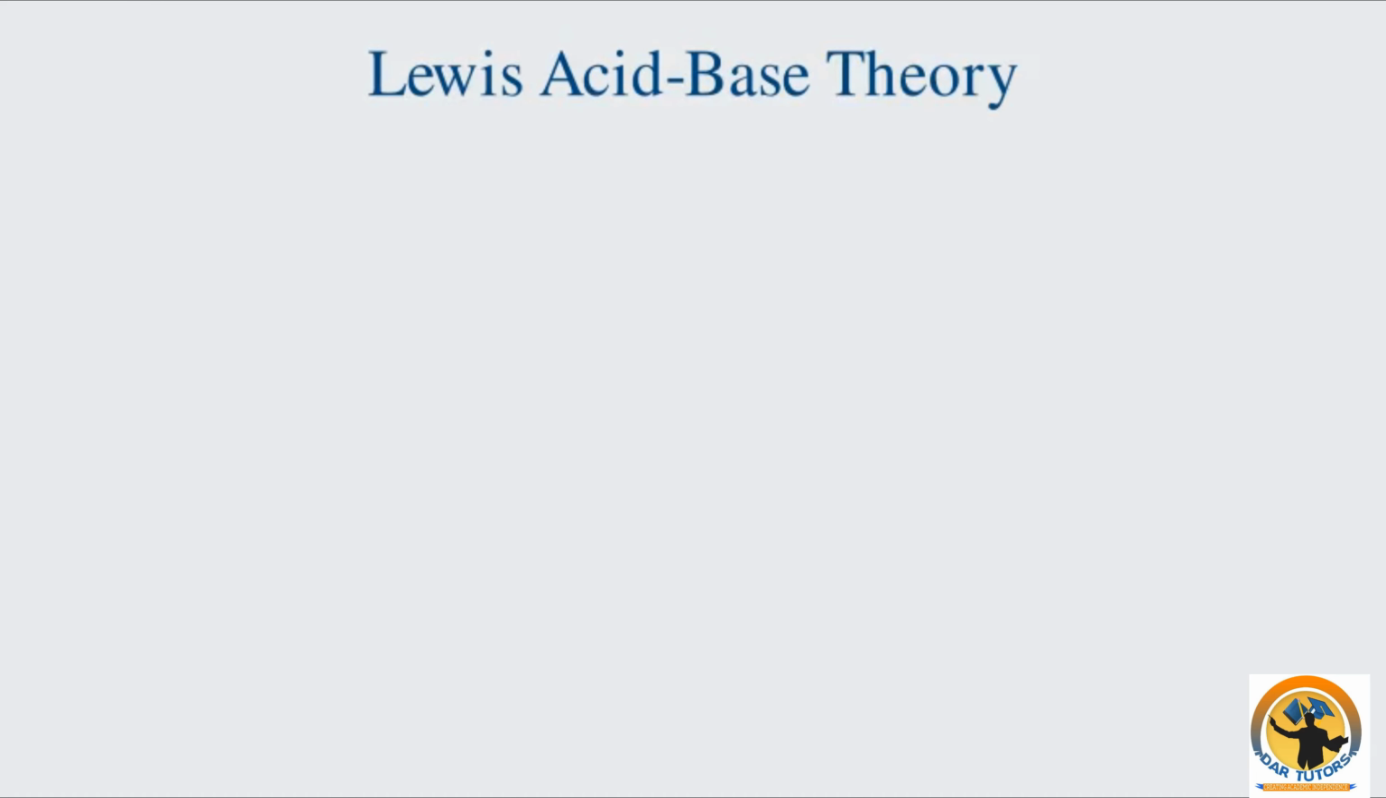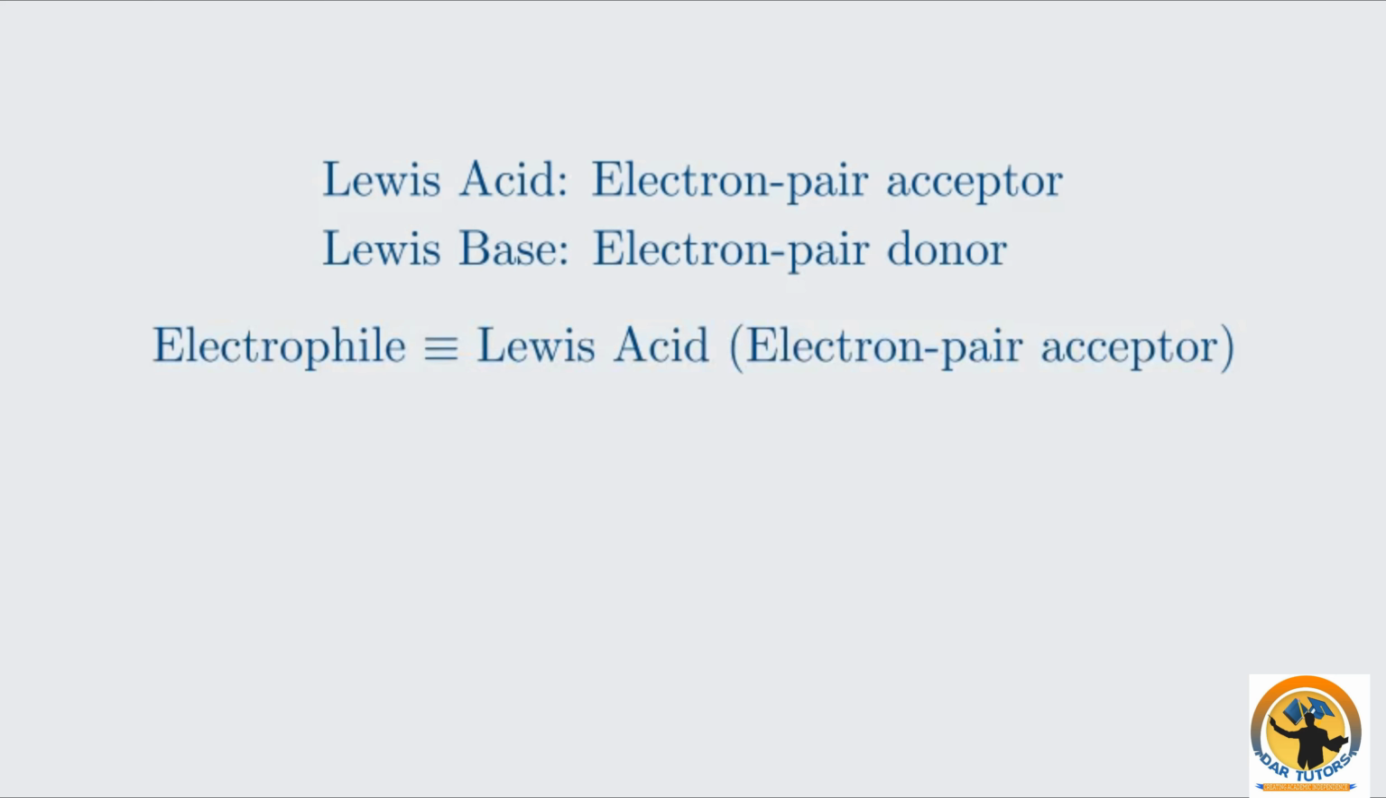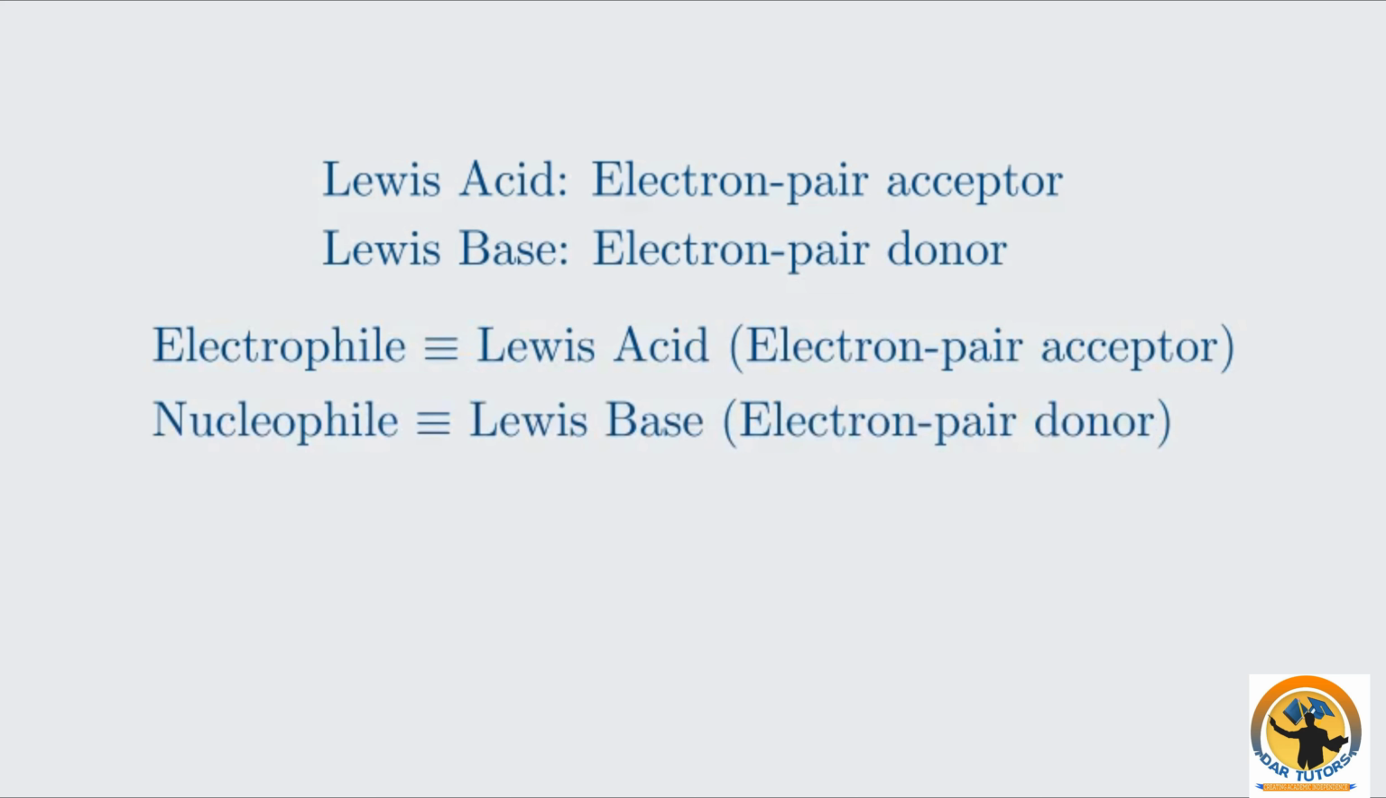Lewis acid-base theory. The Bronsted-Lowry theory defines acids as proton donors and bases as proton acceptors. The Lewis theory provides a broader definition based on electron pairs. Importantly, this definition links directly to nucleophiles and electrophiles as we have discussed. Electrophiles are electron pair acceptors, so they are Lewis acids. Nucleophiles are electron pair donors, so they are Lewis bases.